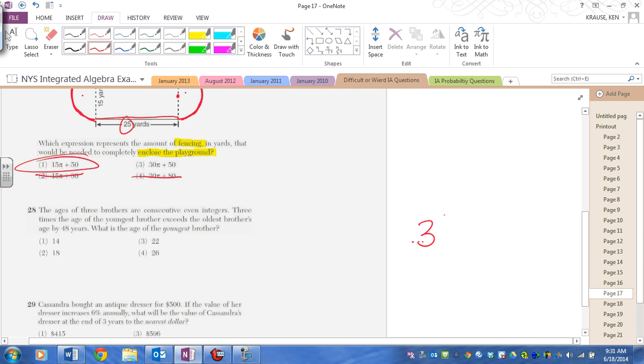So it was 26, 28, and 30, and the question says, what is the age of the youngest brother? The youngest brother is 26, so that would be choice 4.